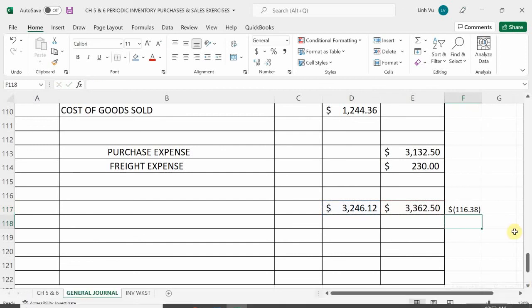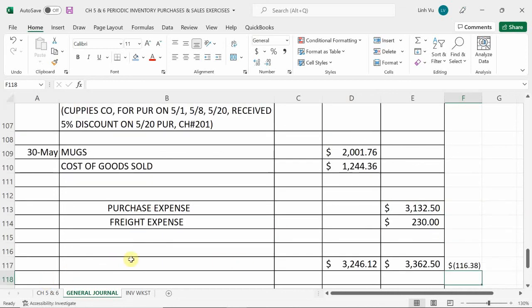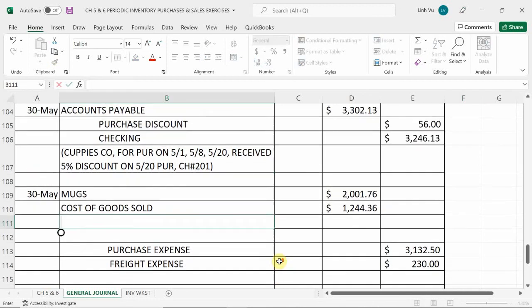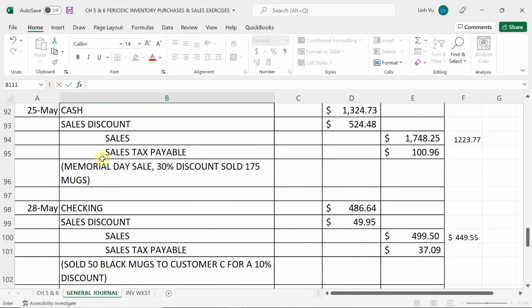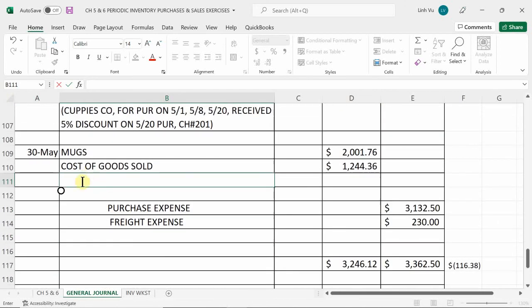Let's test to see what the difference is. My difference is $116.36. Where do we see that number? Discount and allowances. So in this case, I have to keep them separate because that's exactly how I journalized it. I journalized that I had a purchase discount for $56 and then I had a purchase returns and allowances for the other amount. So we're missing a purchase returns and allowances and a purchase discounts.